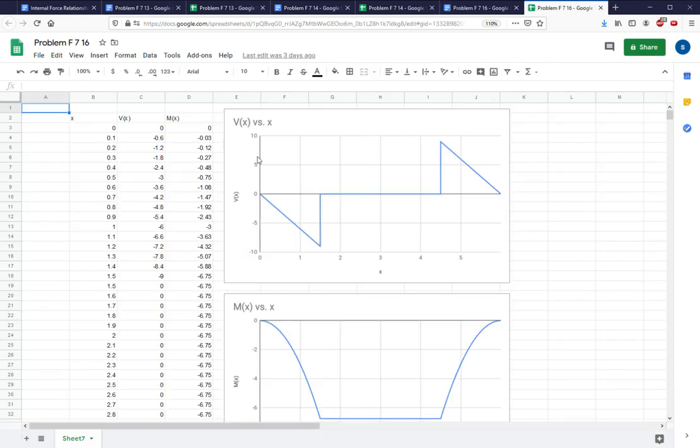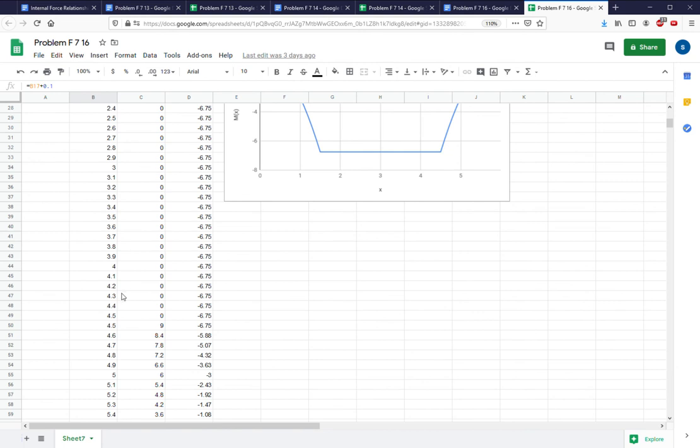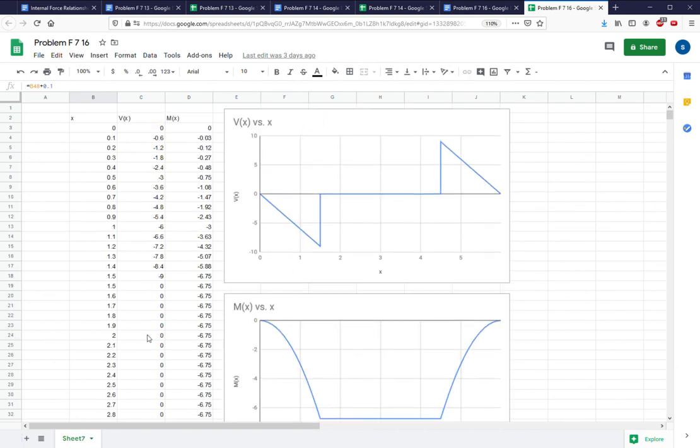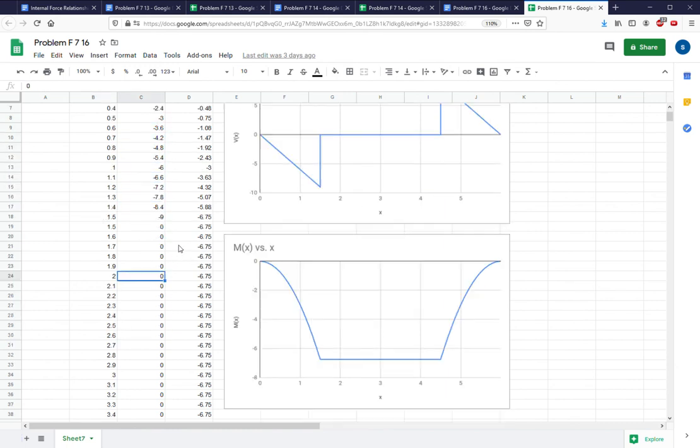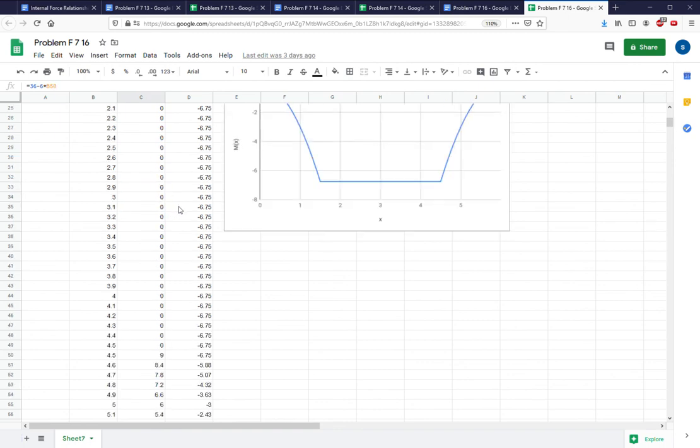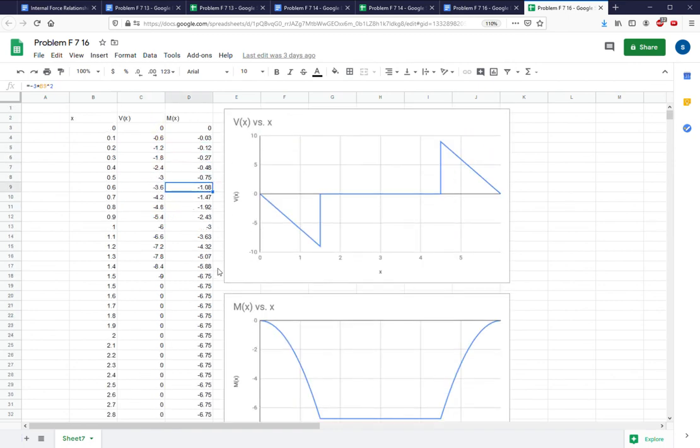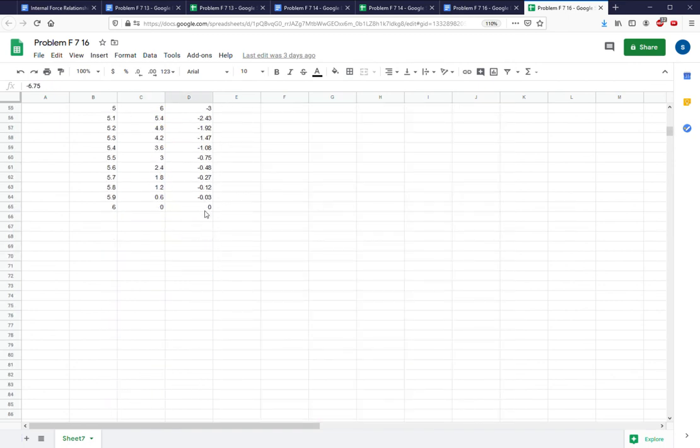Or once again, we could use our preferred spreadsheet program, find x, v of x, and m of x, making sure to put in a double value for x at our discontinuous points, so at 1.5 meters and 4.5 meters. Plug in our shear functions, a separate shear function for each of those regions, and a moment function, again a separate moment function for each of those regions.